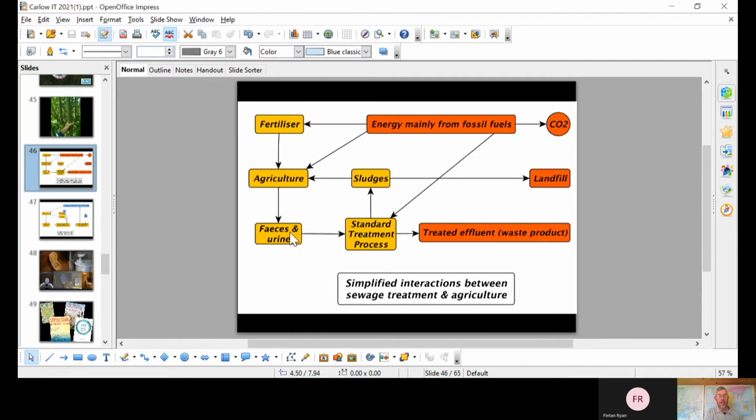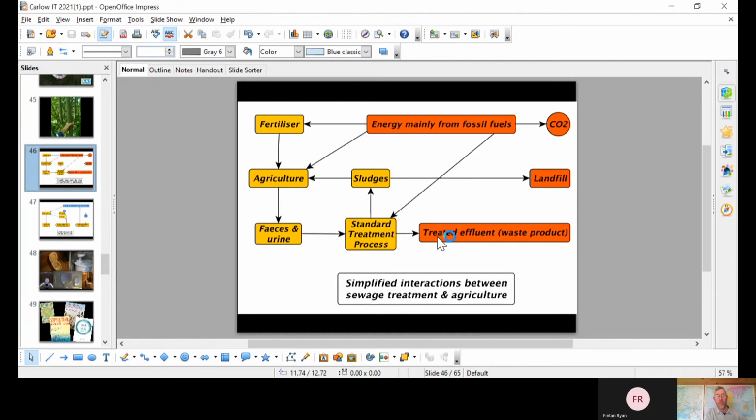From agriculture then, inevitably, we get feces and urine. You might have thought that food was the natural product of agriculture, but make no mistake, ultimately it's feces and urine. That's what comes from our farms. And I'm talking about human feces and urine here, not animal. So standard treatment processes return the sludges to agriculture to a great extent, usually after composting. So a lot of work has been done on that.